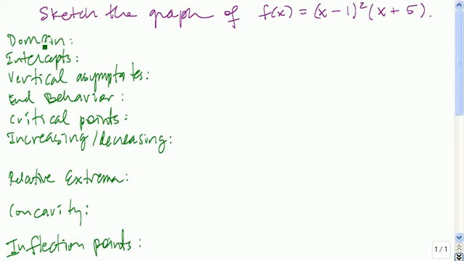We'll start with the domain. Since this is a polynomial, we know its domain is all real numbers. Next, let's move to the intercepts. Well, the x-intercepts are the values that make this function equal to 0. So we know when x is 1, it's equal to 0. Also, when x is negative 5, the function's equal to 0.